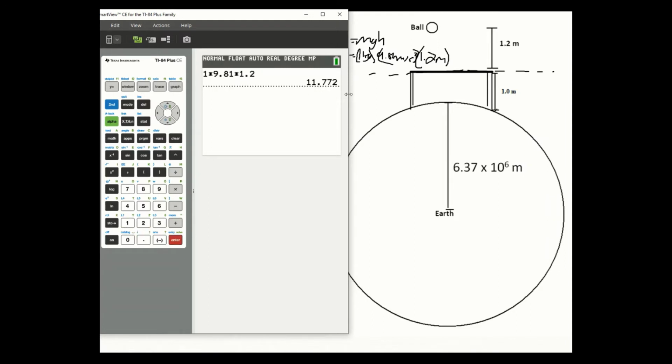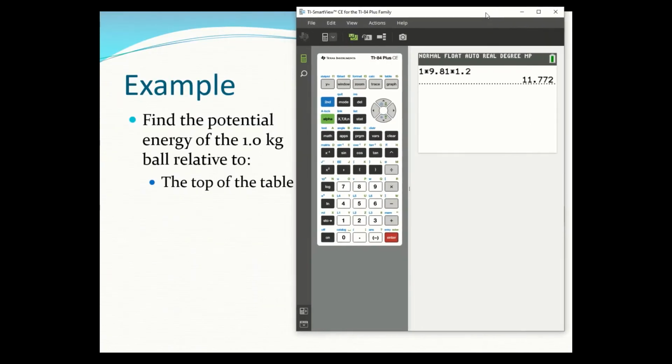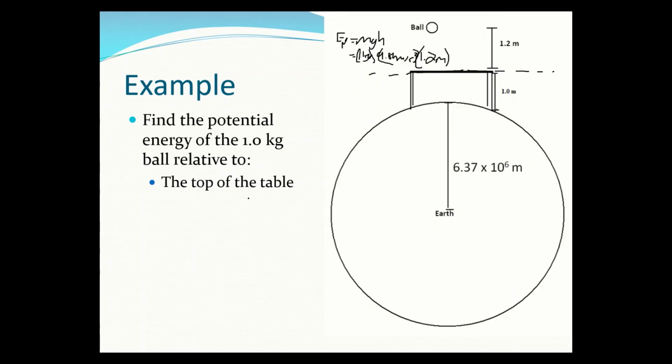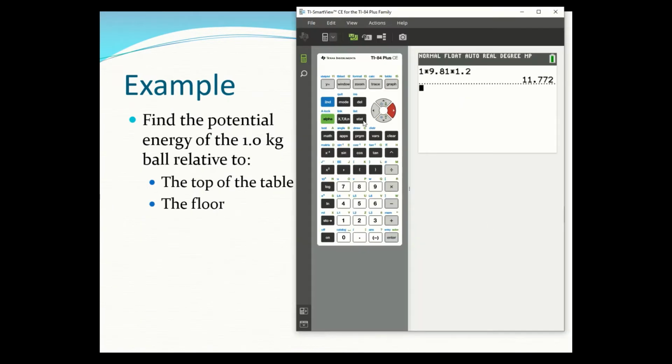Okay, so the next one is asking us, what if we're talking about relative to the floor? So now this is our reference point. The ball is going to be 2.2 meters above the floor. So we can just type in the same thing, but it's going to be 2.2. So it's going to have more energy if the floor is our reference point.